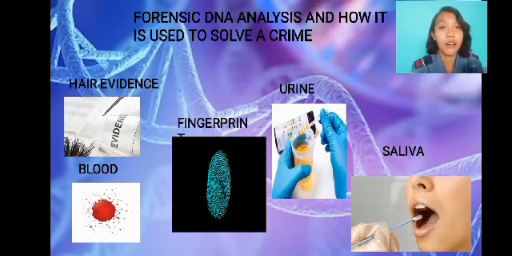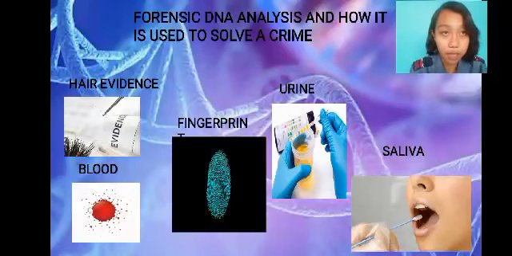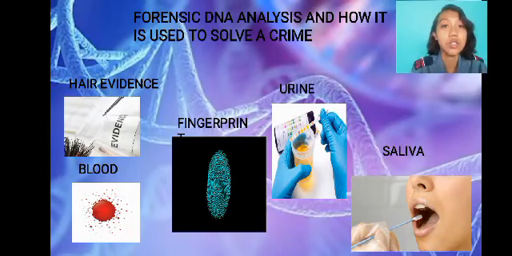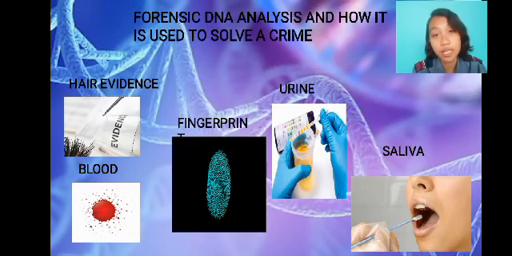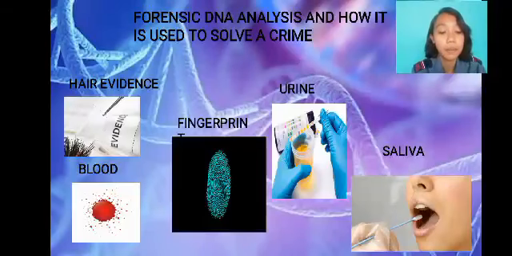So, the next slide is forensic evidence analysis and how it is used to solve crime. In cases where a suspect is identified, a sample of the person's DNA can be compared to evidence from the crime scene. In cases where a suspect has not yet been identified, biological evidence from the crime scene can be analyzed and compared to the offender profiles in a DNA database to help identify the perpetrator.